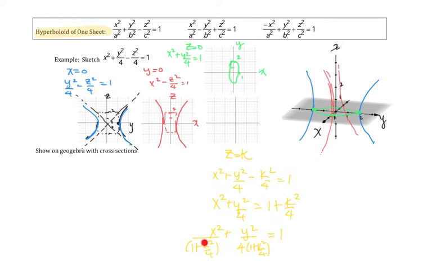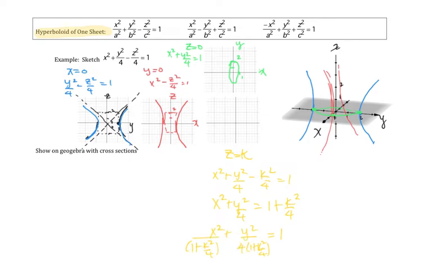So we see here that for any value of k, this is positive, equals 1. For any value of k, we have ellipses. This denominator is bigger than this one, so the axis in the y direction is longer than the axis in the x direction. And as k gets bigger, my ellipses are getting bigger.